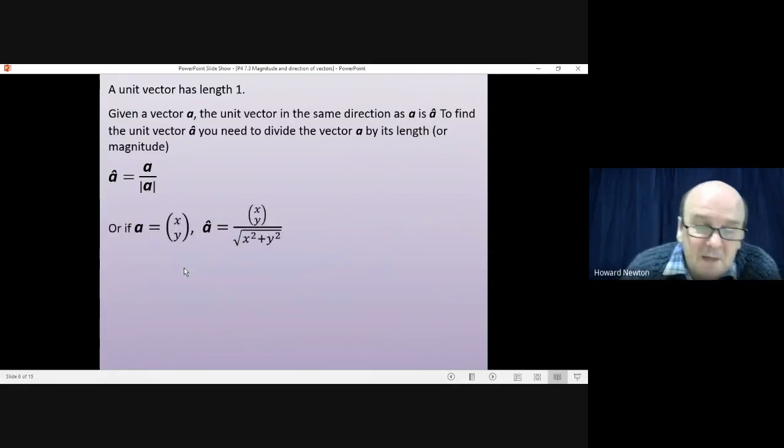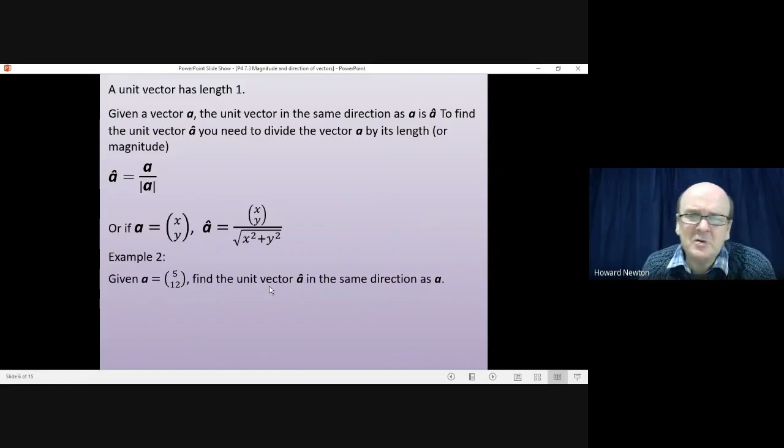Or if the vector is written in column vector form, then the unit vector a would be equal to (x, y) divided by the square root of x squared plus y squared. Okay, I'll let you have a go at working out what this means. So given the vector a is equal to (5, 12), find the unit vector a hat, which goes in the same direction as a. So have a go, pause the video, come back to me when you're ready.